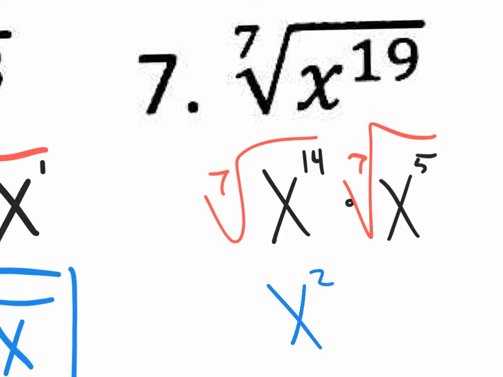And the 7th root of x to the 5th, you can't do it. And you can't break it down. That's it. So you're just going to leave it, the 7th root of x to the 5th.